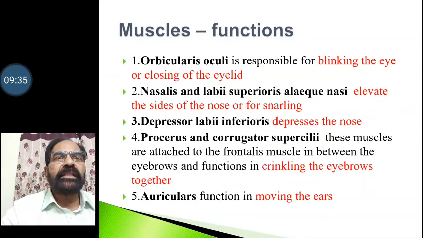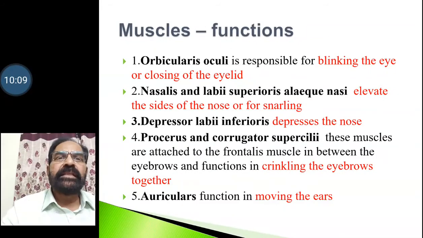Orbicularis oculi is responsible for blinking the eye and closing of the eyelid. Then nasalis and levator labii superioris alaeque nasi are responsible for elevating the sides of the nose, as for snarling, that is showing anger in animals. Then depressor labii inferioris depresses the lip.